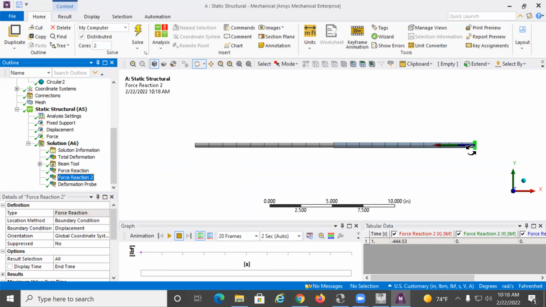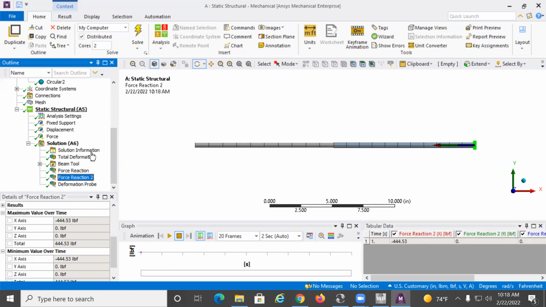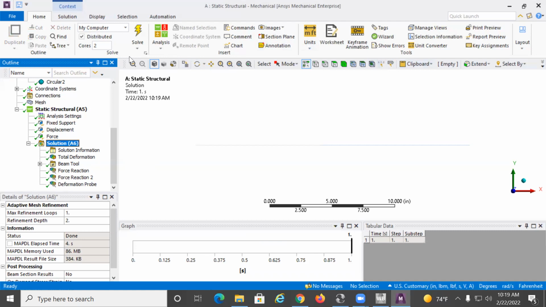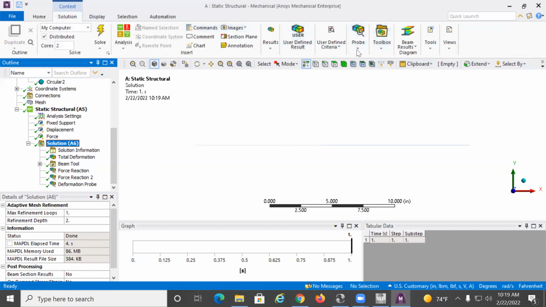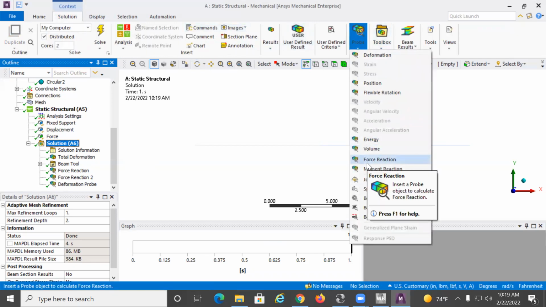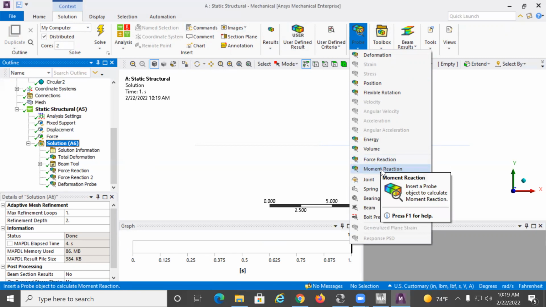I look at the force reaction to the right, and I'm getting 444.53. Just a reminder, the reactions here we were able to define using the probes. So we used a probe, and I picked the force reaction. Since this is an axially loaded part, we are not expecting any moment reaction. That's why we do not have a probe for a moment reaction.